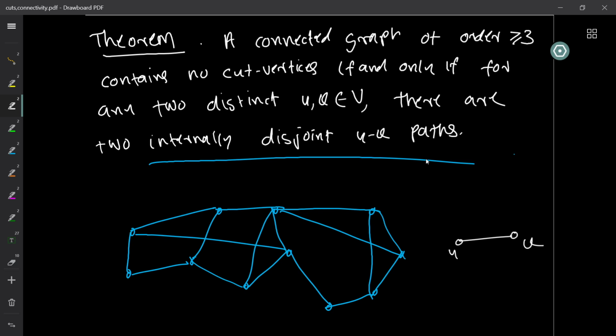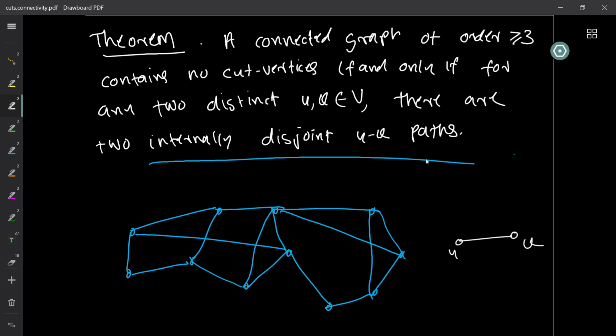And therefore, the uv edge belongs to some cycle, and if the uv edge belongs to some cycle, the vertices u and v must be part of that cycle. So u and v are in the cycle, and of course there are two internally disjoint paths between u and v, because the uv edge is one path, and the other part of the cycle minus this edge is the other path. So these two internally disjoint paths we have. So if u and v are adjacent, fine.